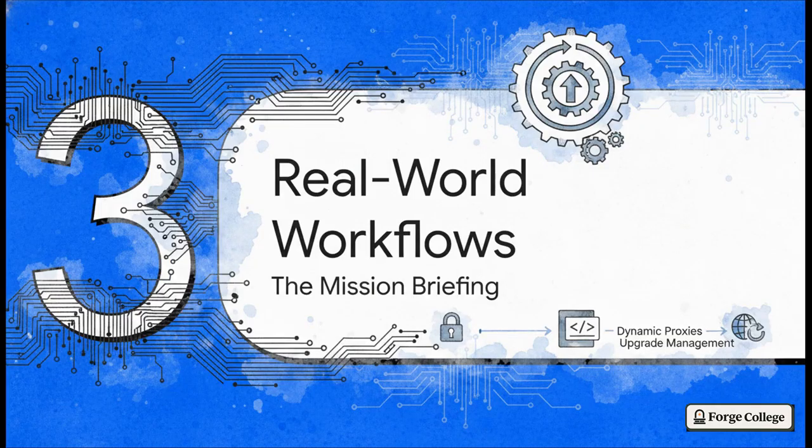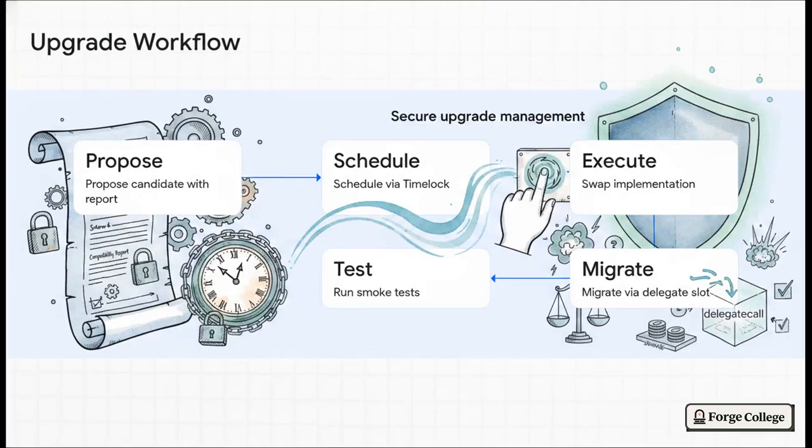Let's jump to Section 3, Real-World Upgrade Workflows, the mission briefing. So what does this actually look like in a live production environment? A safe upgrade is never just some impulsive transaction you send before grabbing lunch. It is a precise 5-phase operation.